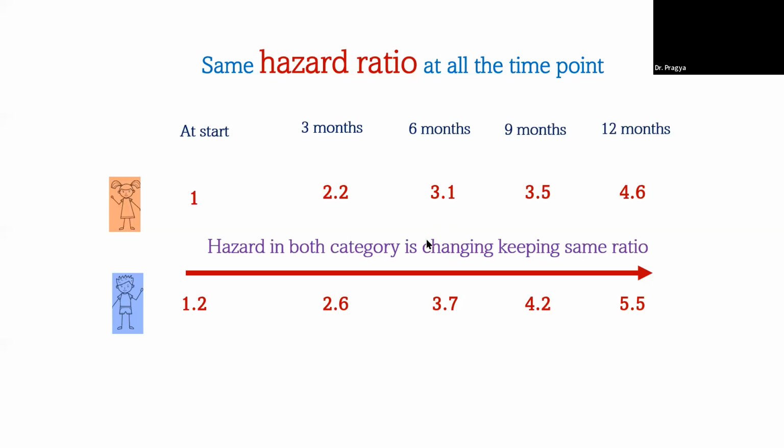So what is the ratio? If you divide 2.6 by 2.2, what will be the value? All of you, please do it on your phone, or you can do it roughly. Yes, 1.3. 1.313 to 1. Okay. And what about this? 3.7 and 3.1, what is the ratio?